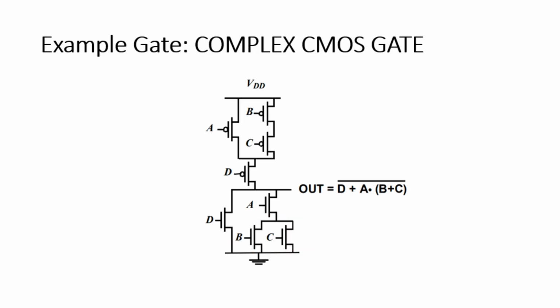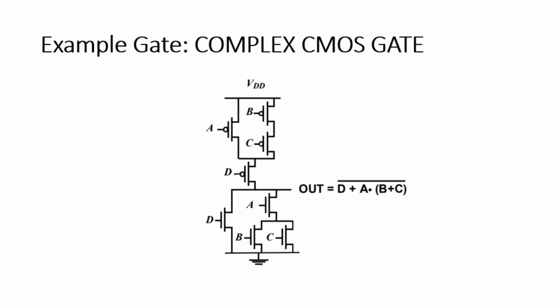And the parallel combination of B and C is ANDed with A. That means A will be in series with the combination of B and C. And again, D is being added with this term, and this term is represented here. So we combine D with this term in parallel.